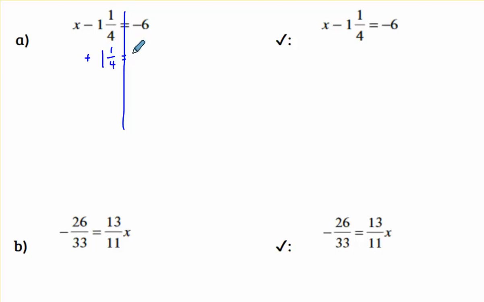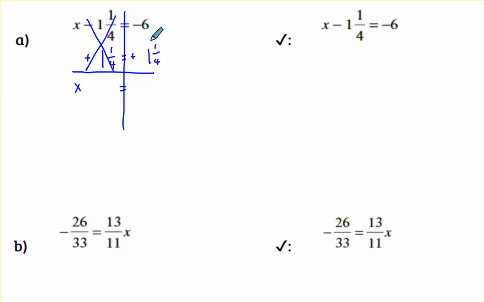Okay, and whatever we do on the left, we've got to do on the right. So what winds up happening is on the left, all that cancels out. That's the whole point. So we're left with x by itself. Now over here, we've got a problem because this is a negative and this is a positive, which means we're really going to wind up subtracting because the signs are different.